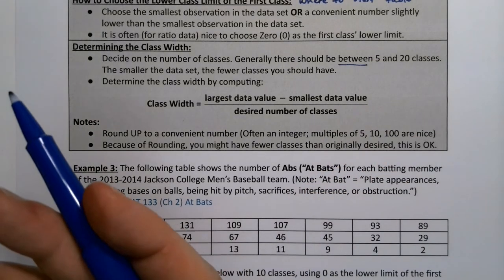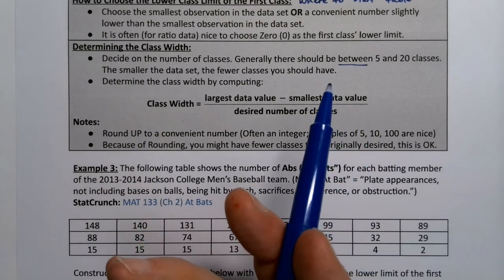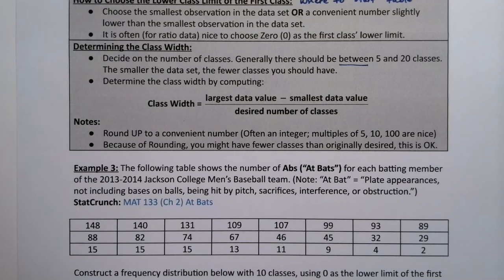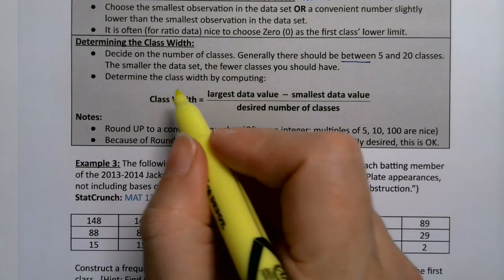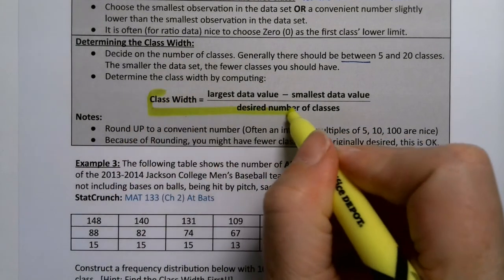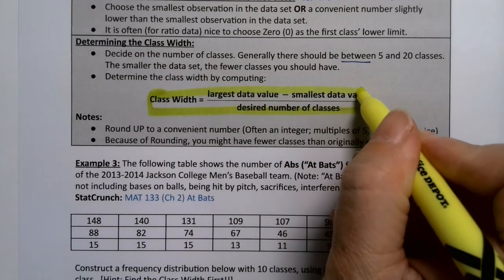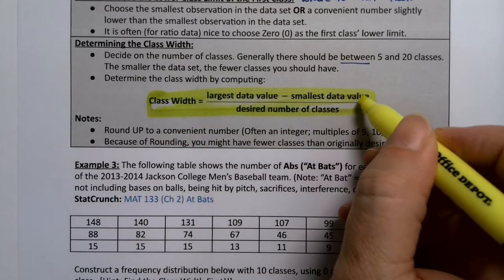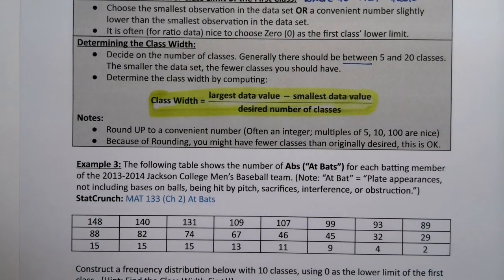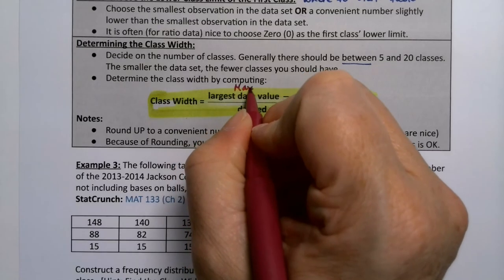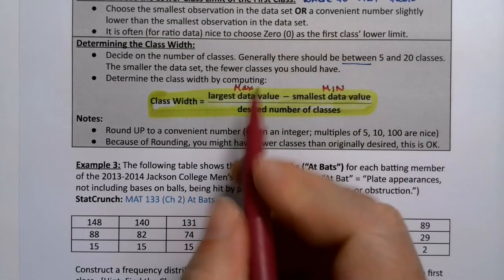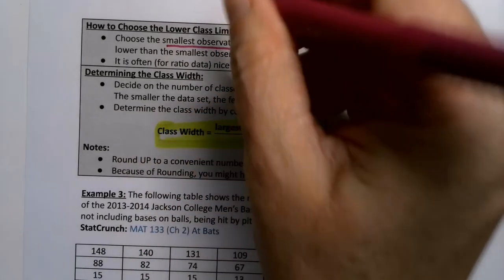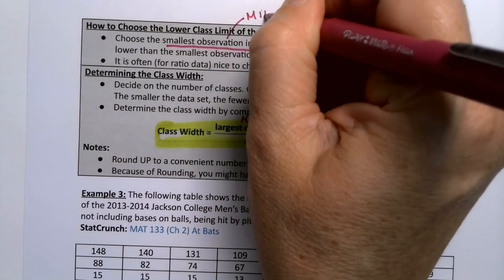The smaller the data set, obviously, the fewer classes you're going to have because there's just not as many data points to put in there. And then the class width formula is right here. So you take your largest data value minus your smallest data value, and you divide it by how many classes you want. So in our case, for example, the max is right here, right? And the min is right here. So that's the maximum, that's the minimum. And speaking of which, the smallest observation in the data set, that's another way of saying the minimum.